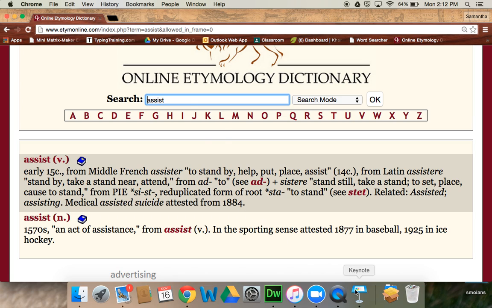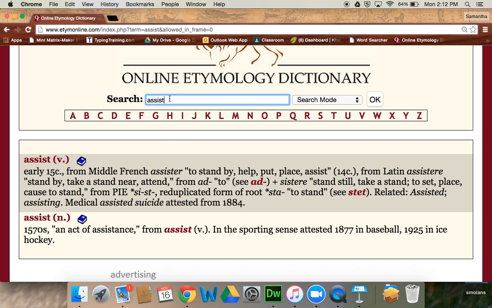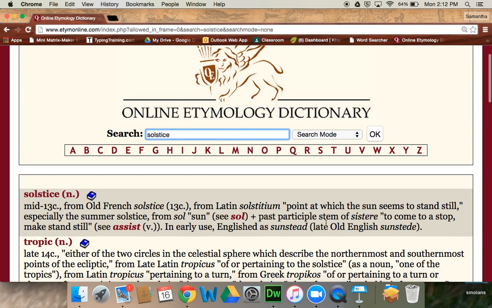So I go back here, and I had a lot of questions about these outside words. Solstice. How on earth, what does solstice have to do with to take a stand? One incredibly interesting Etymonline search later, I get solstice from stare, to come to a stop, to make stand still, which is what the sun does. How incredibly awesome is that?